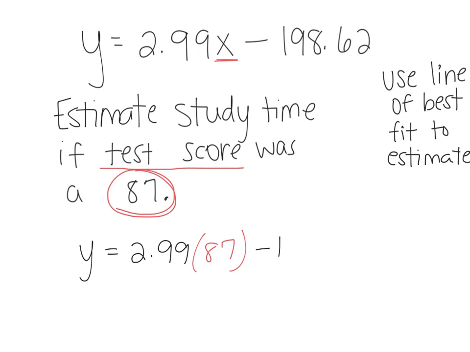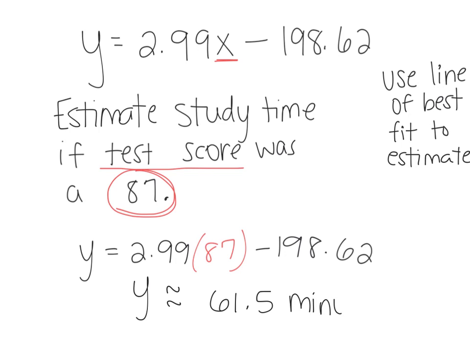Now keep in mind, your answer can be off because we rounded our equation. So just keep that in mind whenever you get answers. So whenever you plug in 87, you get a study time of approximately 61.5 minutes. So, to estimate, all you do is take whatever value you need to estimate, plug it in, do the math, there you go.